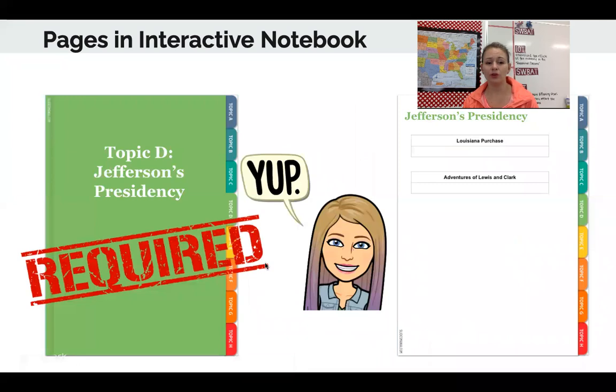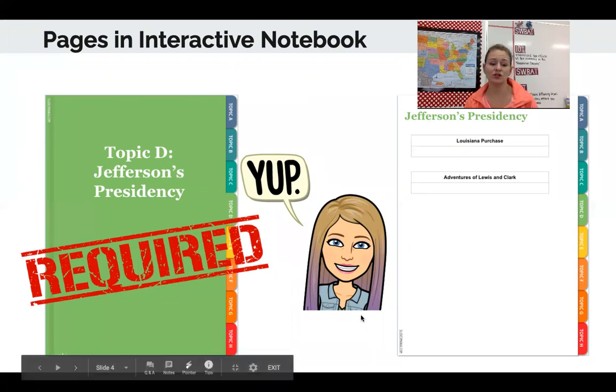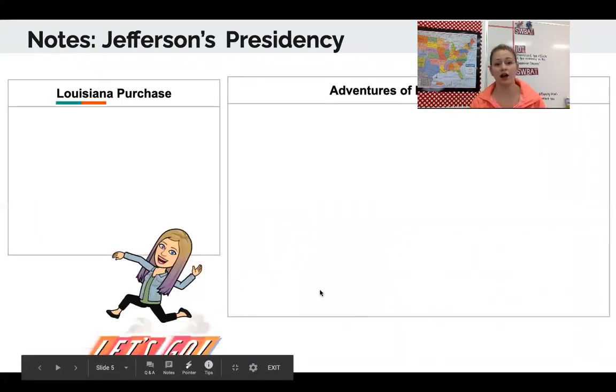So the notes portion for today is pretty small and short. It is just going to be this page. So go find your page on Jefferson's presidency, and then you're going to fill in the information about the Louisiana Purchase and the adventures of Lewis and Clark. So let's go ahead and hop into that.